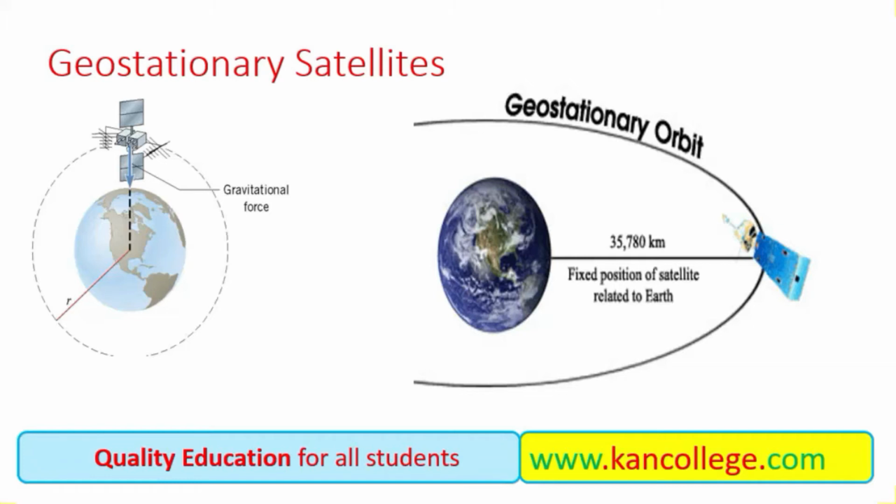Now, the next topic: geostationary satellites, or geostationary orbit. Satellites which move around the Earth in such a way that they look stationary to an observer on Earth facing that satellite. The human being who looks at that satellite and feels that it is stationary, then this type of satellite is known as a geostationary satellite.